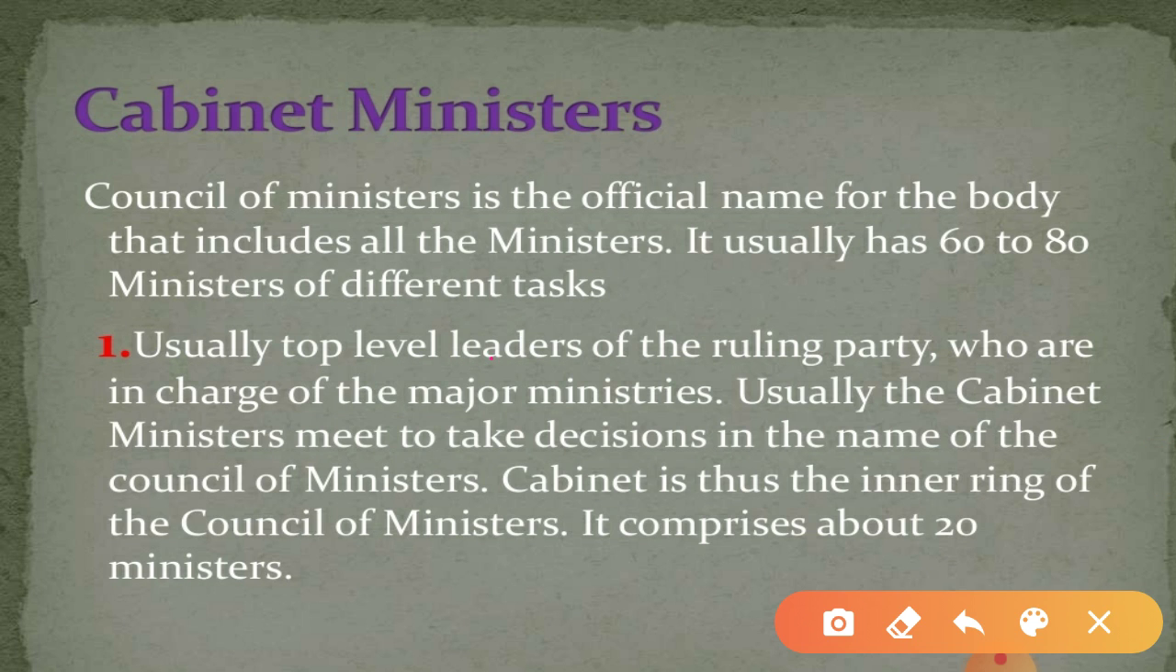Usually they are top level leaders of the ruling party who are in charge of the major ministries. The cabinet ministers meet to take decisions in the name of the council of ministers. So in this cabinet, the most important ministries come, and the Prime Minister chooses his favorite ministers in the cabinet, so the work can move on easily and smoothly. Cabinet also we can say is the inner ring of the council of ministers, and normally it comprises 20 ministers.